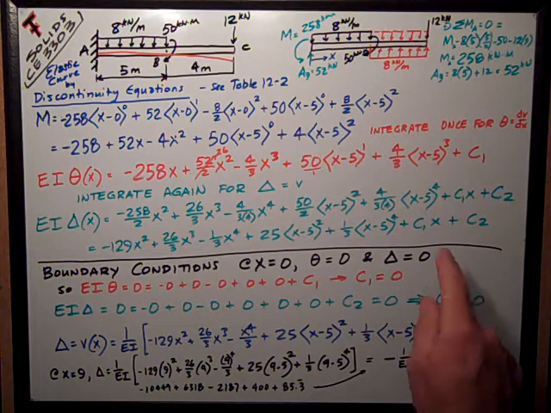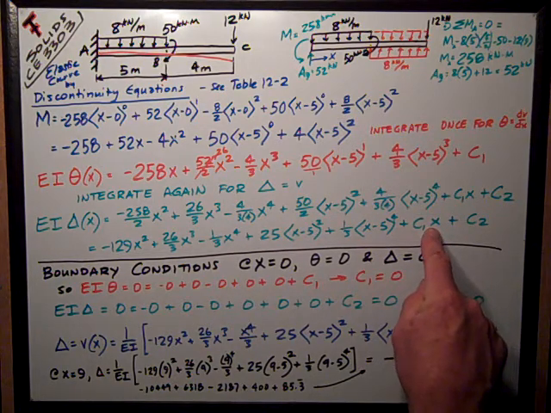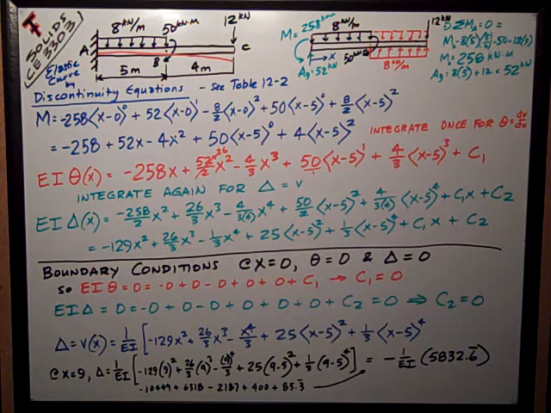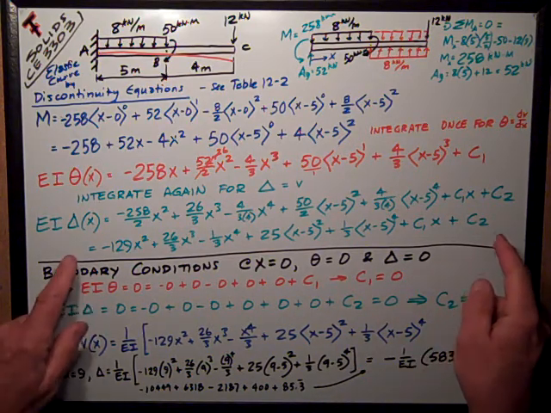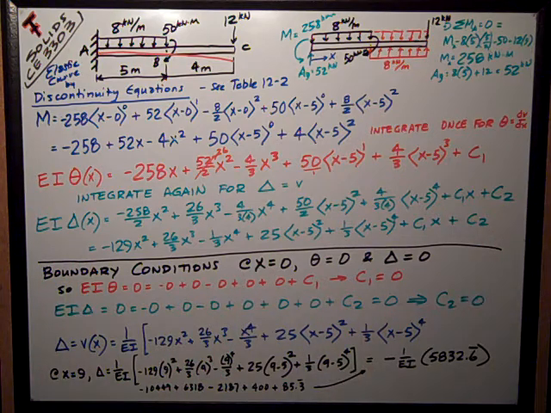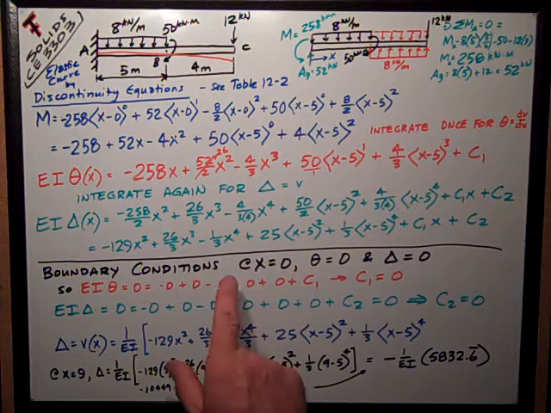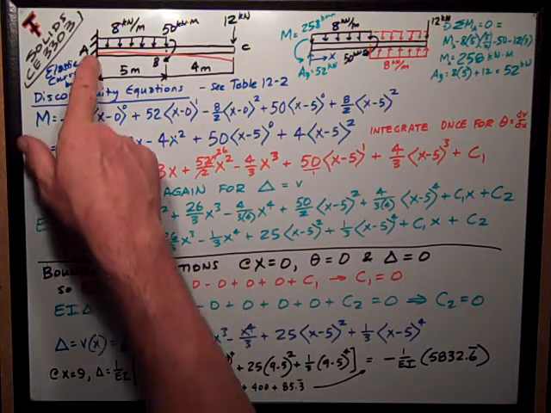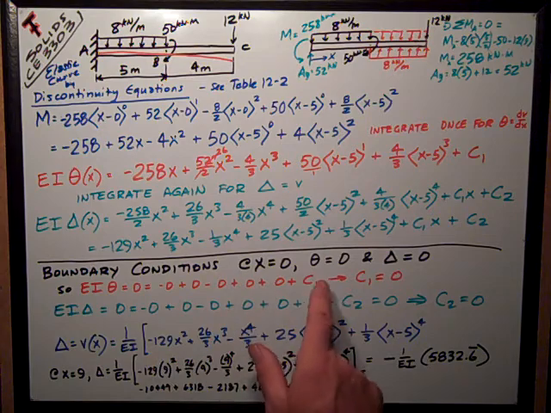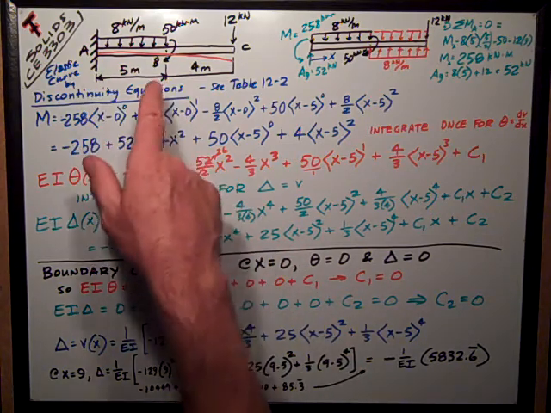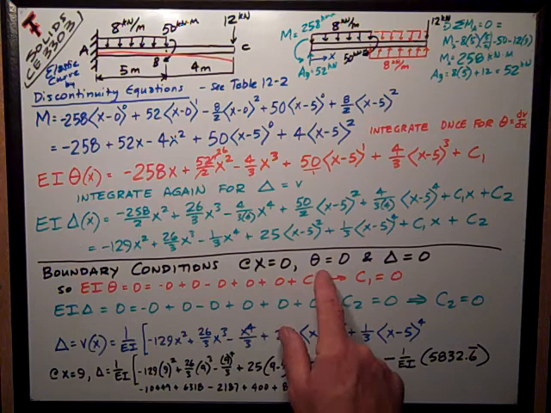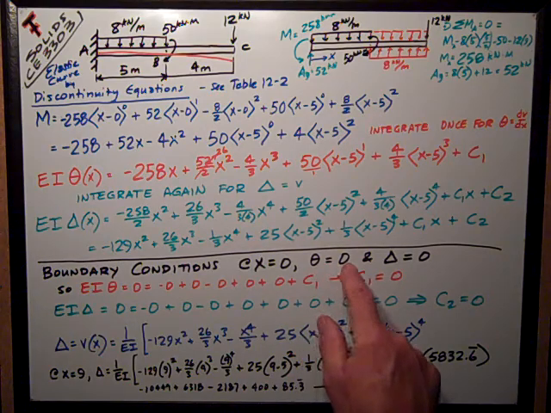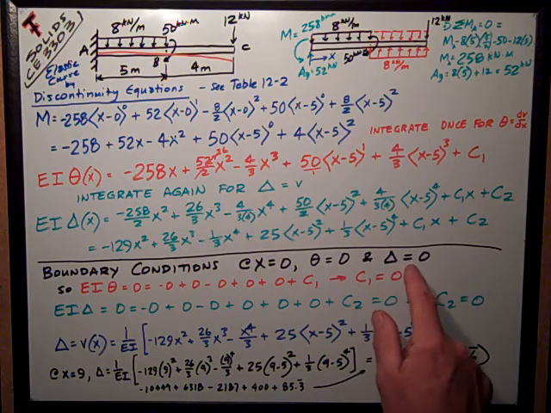Okay, now I need to evaluate these constants of integration. The nice thing about the discontinuity equations is I just have one equation, long, albeit, but one equation, so I really only need two boundary conditions. So that's nice. My first boundary condition is that x equals 0, right up here against the support. The slope of the beam, the slope of the elastic curve is 0, and at the support, the deflection, delta, is equal to 0.